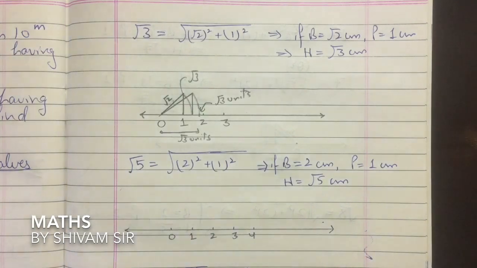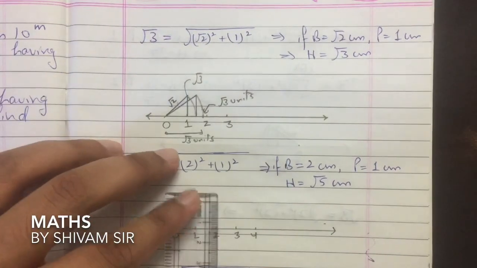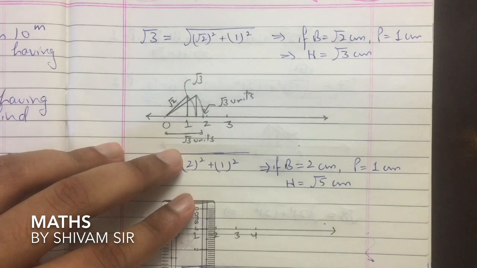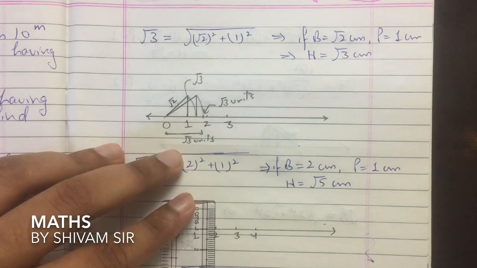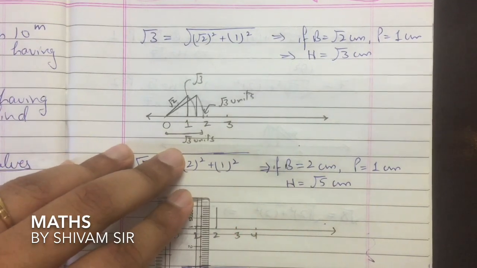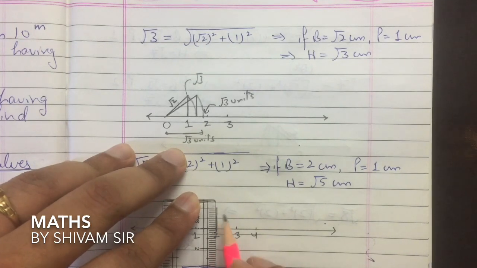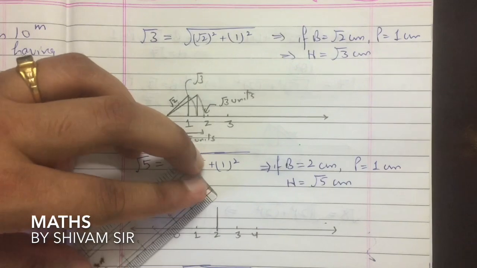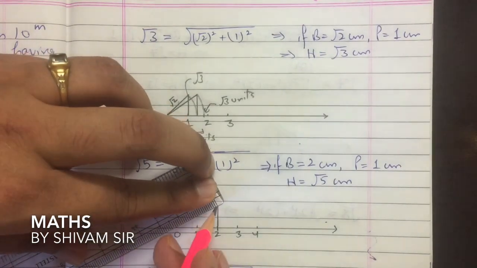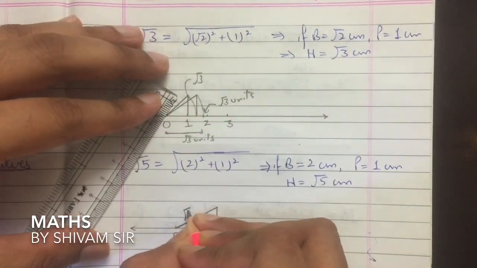So let's take a base of 2 centimeter. So 2 centimeter will be this distance. Now a perpendicular of 1 centimeter on this. So draw a perpendicular of 1 centimeter on this, in this way. So join it with this origin point O. So the hypotenuse so obtained will be root 5. So this hypotenuse is root 5.